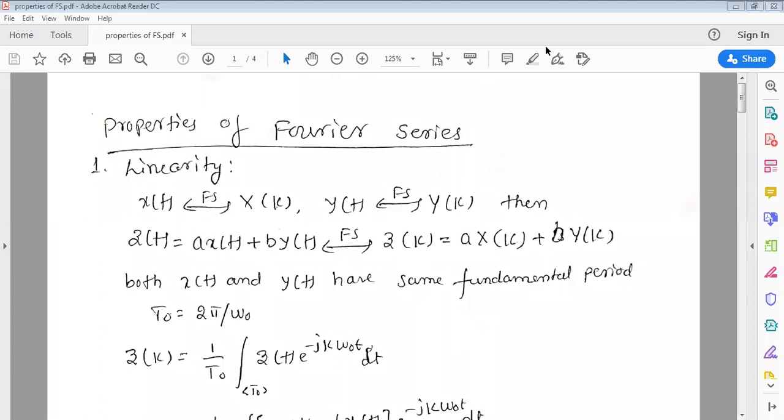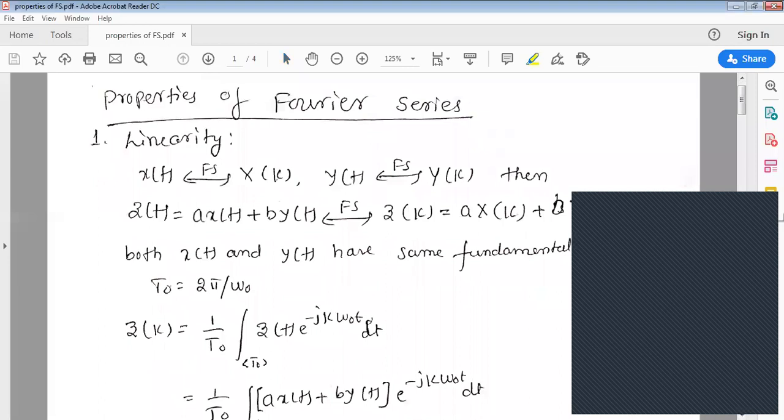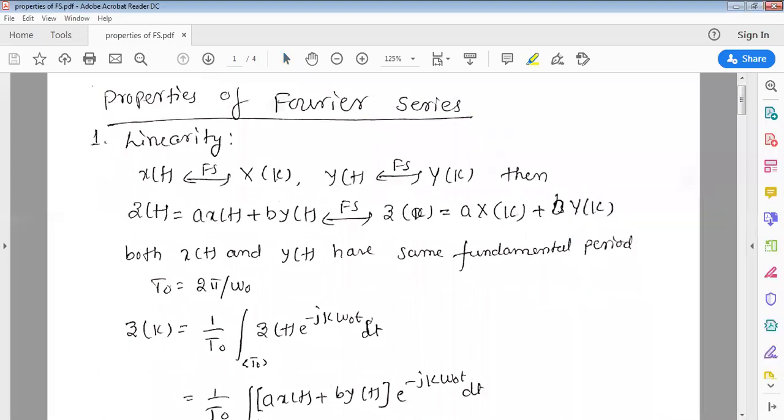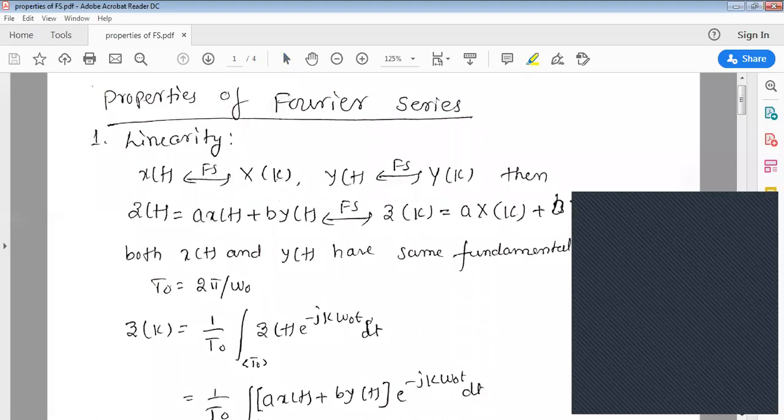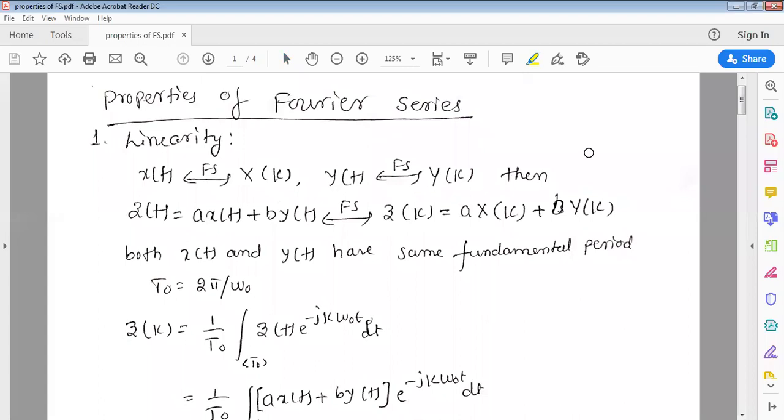Now, in the previous class, we have seen what the Fourier series is and what the various problems in the Fourier series are. We have seen the basic problems, how to solve if an equation is given, or if a waveform is given to you, how to obtain the Fourier series coefficients. Now, let us look into the properties of the Fourier series.